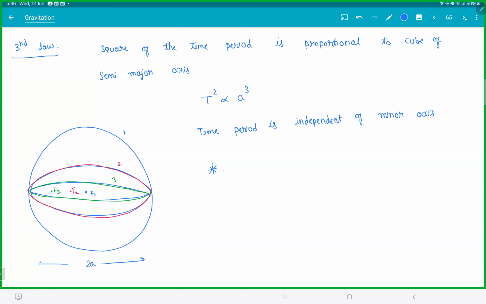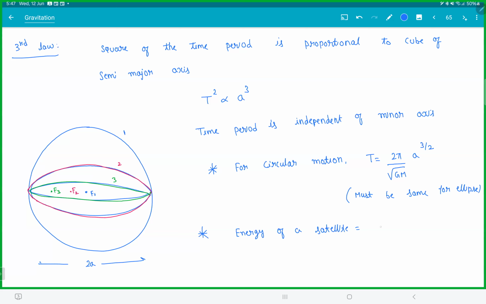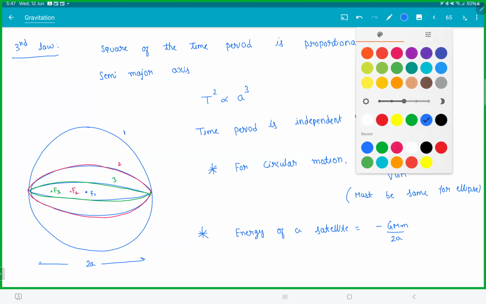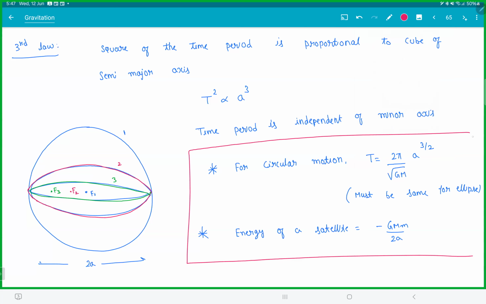And we proved for circle, the time period is 2 pi by root GM, a power 3 by 2. a is the radius. So this should be same for everything. So must be same for ellipse also. Because you said this is the same time period. And energy, the last time only we wrote it. Minus G M m by 2a. This is for elliptical orbit. There, quite a useful results.